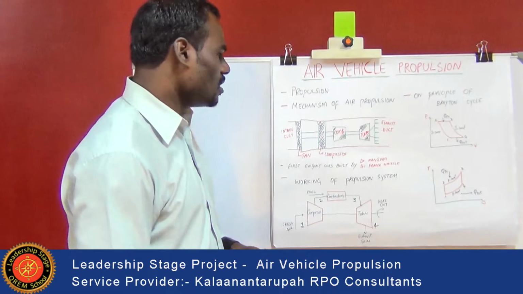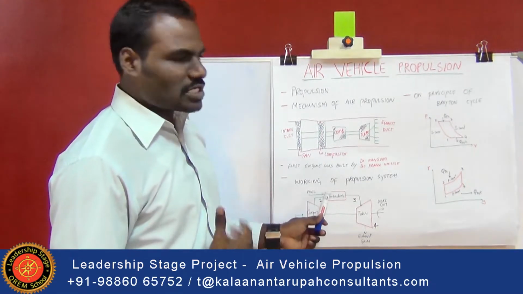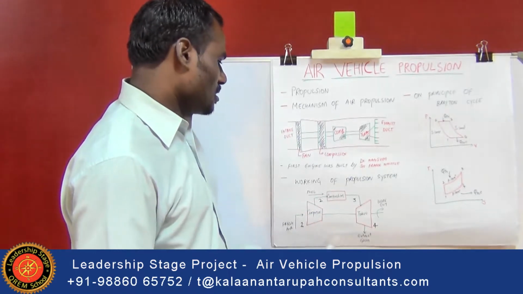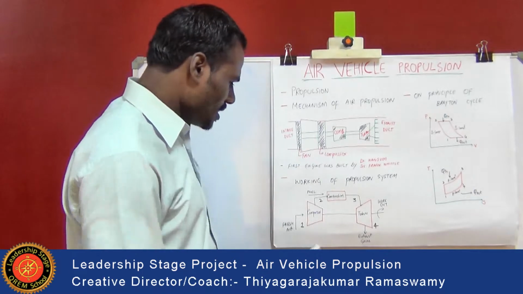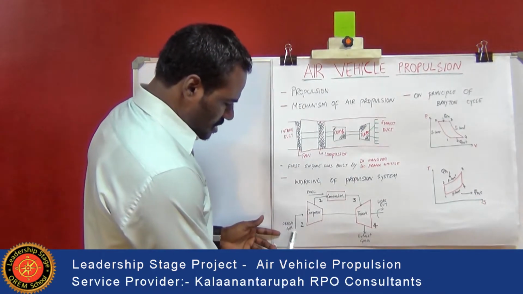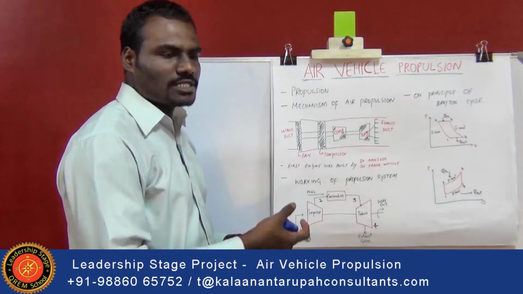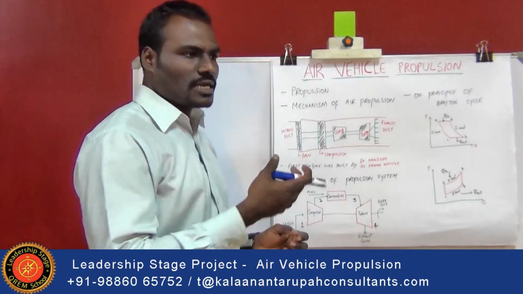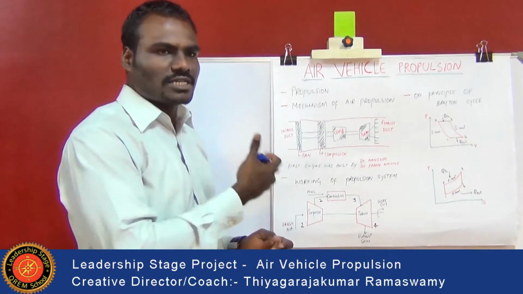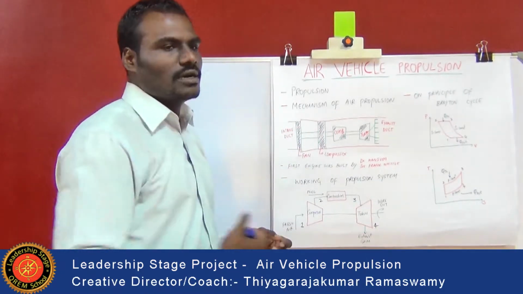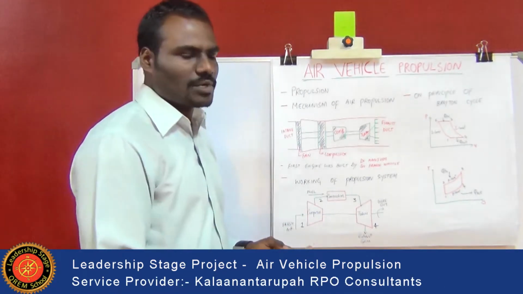Now, the working principle of the propulsion system is explained with respect to the line diagram. Here, fresh air is passed to the compressor, where the air sucked from the inlet duct, that is the atmospheric air sucked inside the inlet chamber, is passed to the compressor.